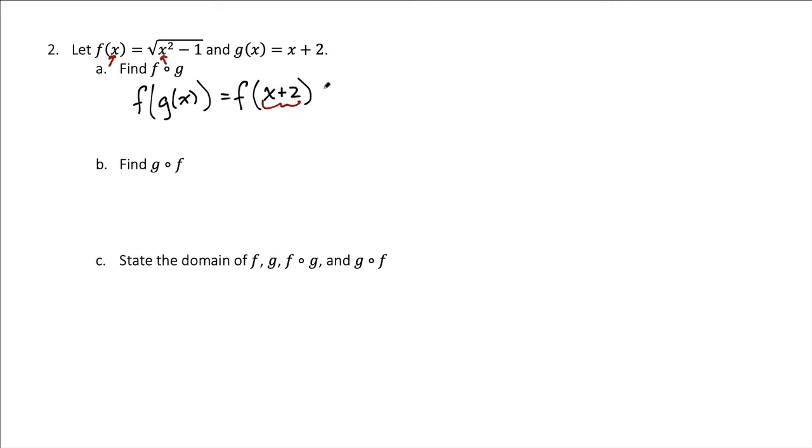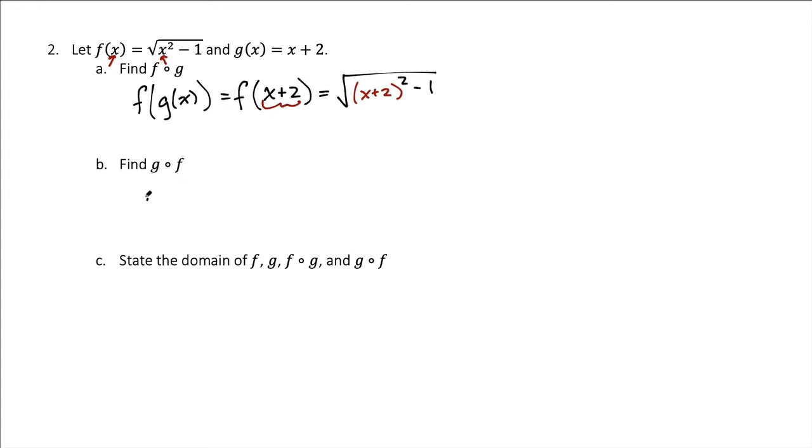All right. So this then is the square root of, and now that's our input, (x plus 2) squared minus 1. Okay. And we could go ahead and multiply this out if we'd like. I'm not going to worry about that because it's not super interesting. And when we go to our domain, it'll help us to leave it in this form actually.